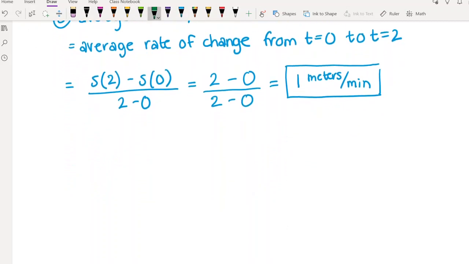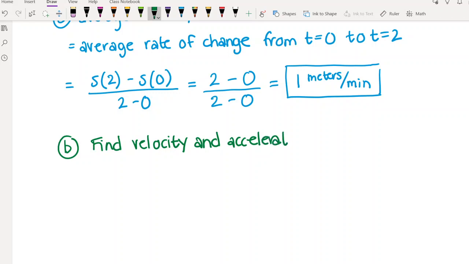Okay, so let's do part B. Part B asks you to find the velocity and acceleration functions. I want to differentiate what's going on here. When we're talking about average velocity, that's average rate of change, the slope of a secant line. You're looking at 2 points on the graph and finding the slope between those 2 points. It's not telling you what's happening at any specific moment. It's just telling you the average trend.